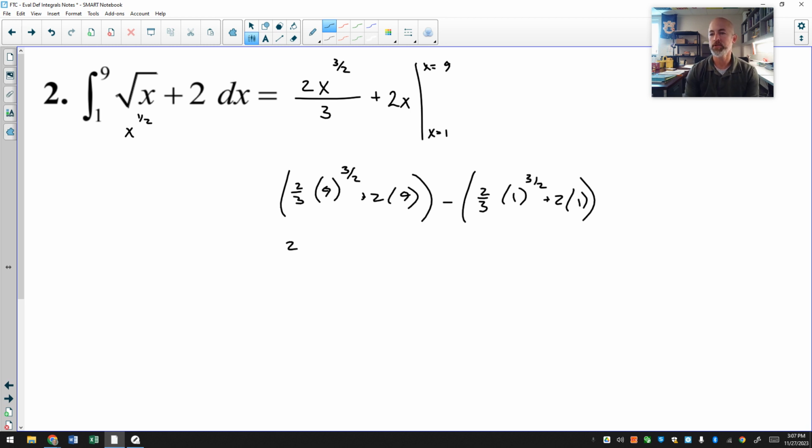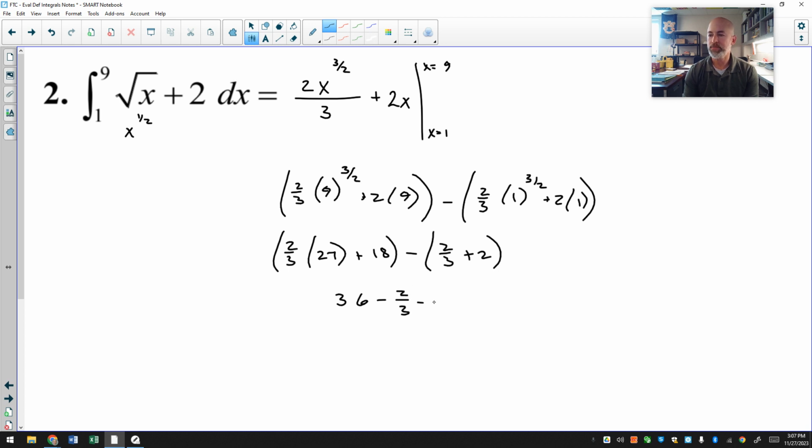And so 2/3 of 9 to the 3/2, that's the square root of 9 cubed. That's 27. Plus 2 times 9 is 18. So we have all of that minus 2/3 of 1 to the 3/2 is just 2/3 plus 2. Clean that up a little bit more. 2/3 of 27 is 18. 18 plus 18 is 36. Minus, I'm going to distribute that to that negative.